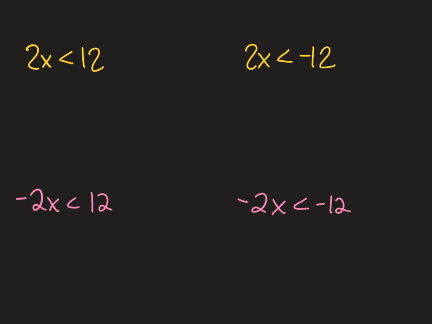All right, let's look at these 4 questions. They all have 2's, they all have 12's. This is a positive 2, positive 12. Positive 2, but a negative 12. This guy, the negative, is the 2. This one, both guys are negative.